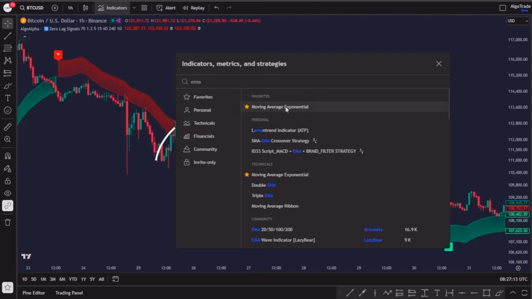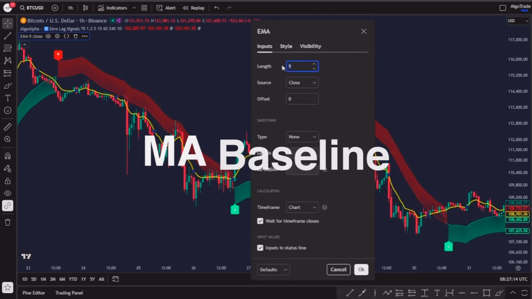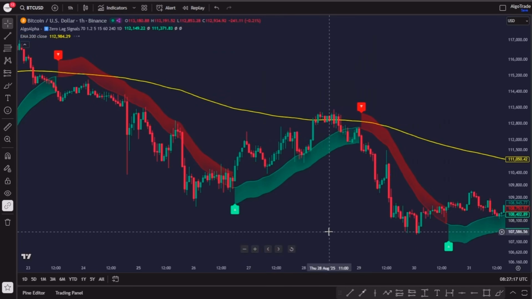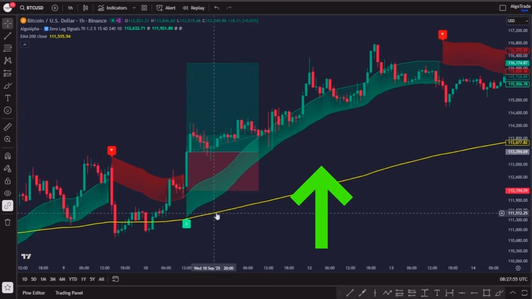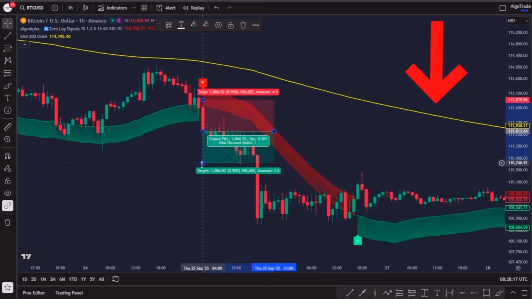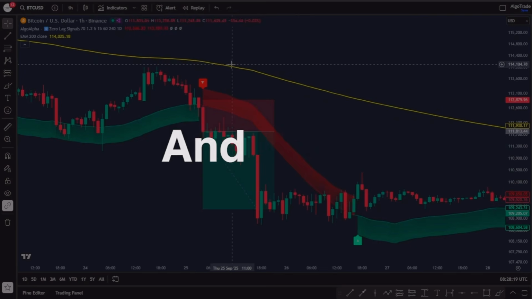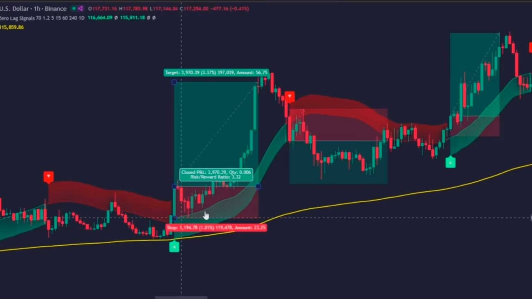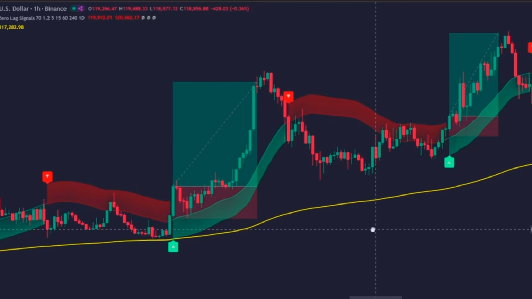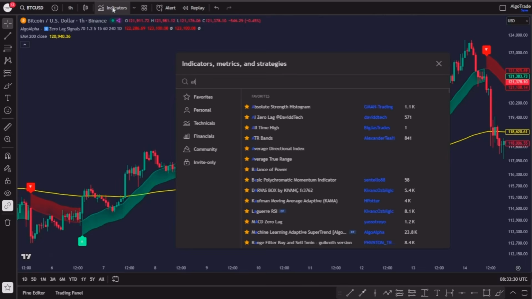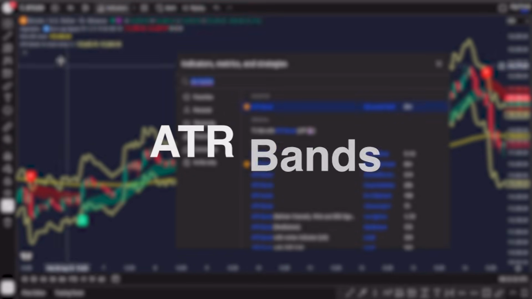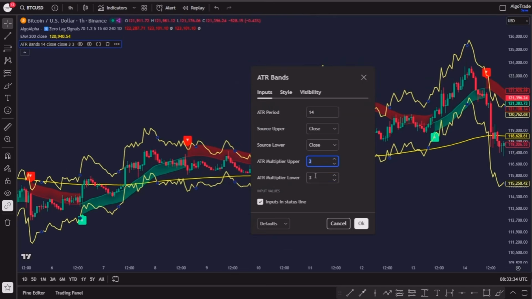Now let's assemble the full system using the same framework we use in every test. We'll start by adding a 200 period EMA as our baseline. That means we'll only take long signals when the price is above the EMA and short signals when it's below. And why? Because this single rule filters out tons of fake entries and keeps us aligned with a major market trend.